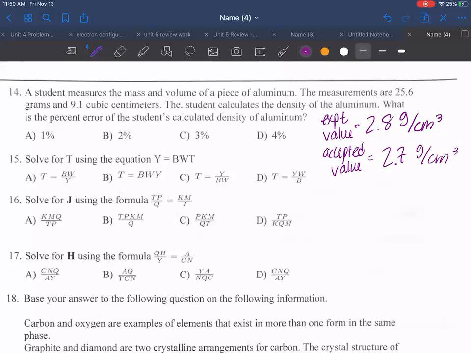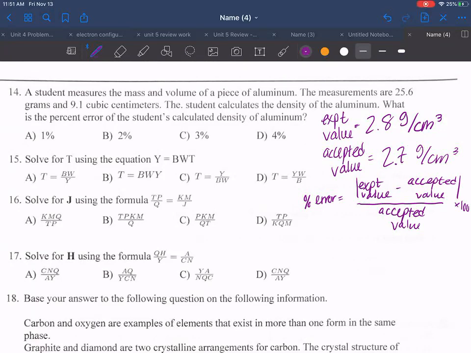And now we're going to use the percent error equation. This will also be given to you on the test, but percent error is equal to experimental value minus your accepted value, divided by accepted value, all times 100. And don't forget, it's important to point out that these vertical lines represent absolute value. So if you get a negative percent, just turn it into positive. That is still the correct answer. And so if I plug this in, I get 2.8 minus 2.7 divided by 2.7 times 100. That gives us D as our answer here.